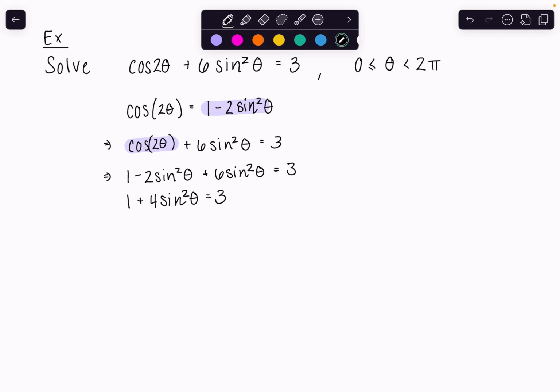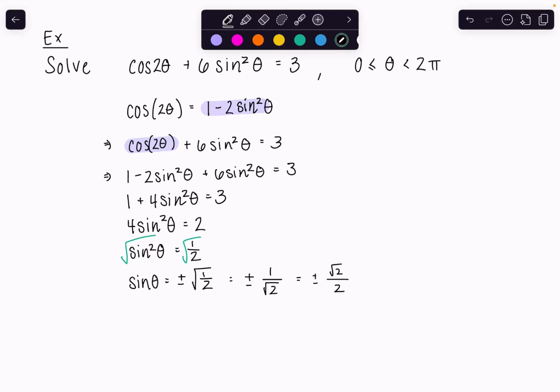So in this case, I'll move that 1 to the other side. This gives us 4 sine squared of theta equals 2. Dividing by 4 gives us 2 over 4, which is a half. And then taking a square root and remembering my plus or minus gives me plus or minus the square root of 1/2. But I better be able to find nice angles, and I don't know this one right off the top of my head. So this is the same thing as plus or minus 1 over root 2. And then rationalizing that denominator, that's root 2 over 2.